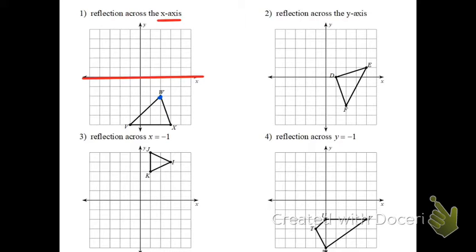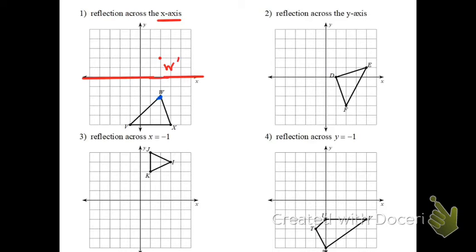So count squares. W right now is 2 squares away from the red line. So I'm going to go 2 squares away in the opposite direction. My new W would be right here. And since it's the new point, we label it W prime.